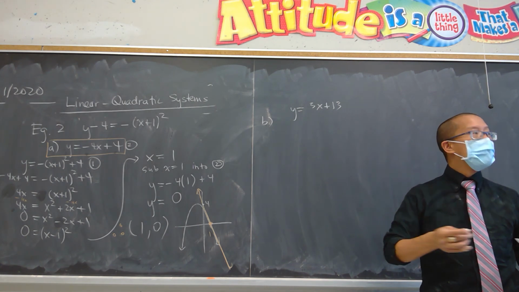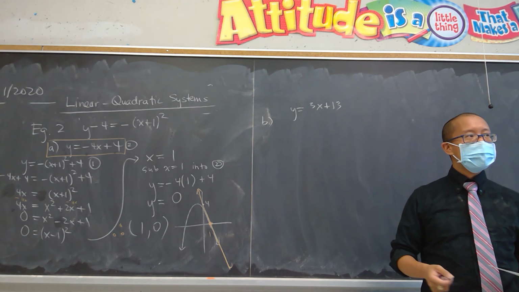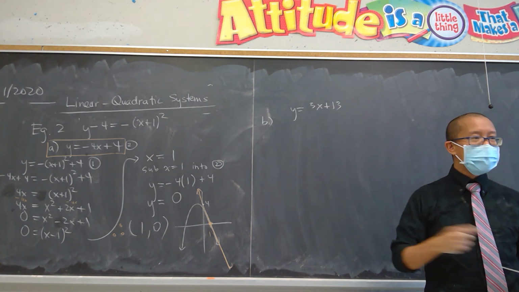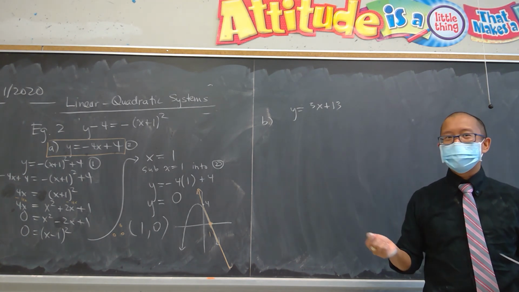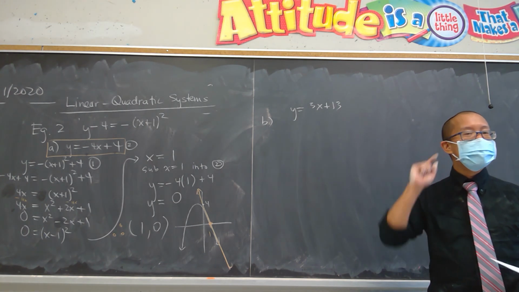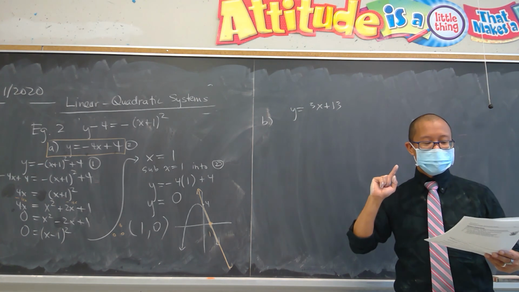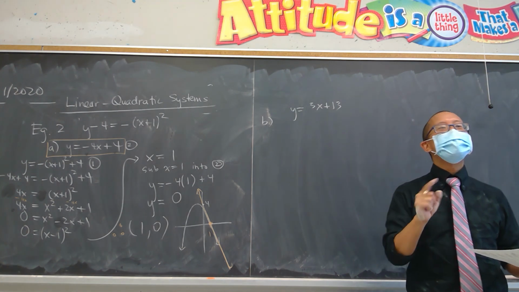Would anyone volunteer to predict what the answer is going to be, even though I haven't finished it? Anyone take a guess? You have 3 choices, right? 0 intersections, 1 intersection, or 2 intersections. Anyone want to take a guess? Flora? Negative 110. Sorry? Negative 110. That is incorrect. That's not what I'm asking.